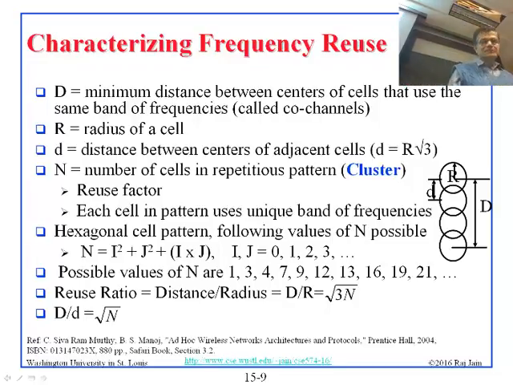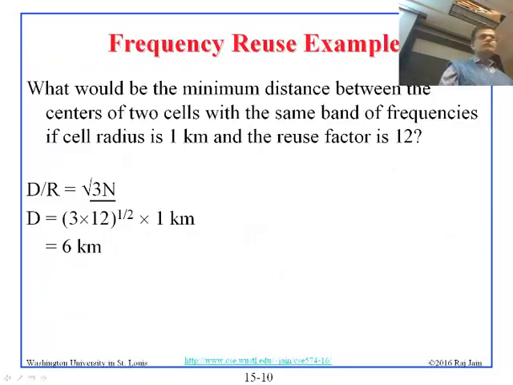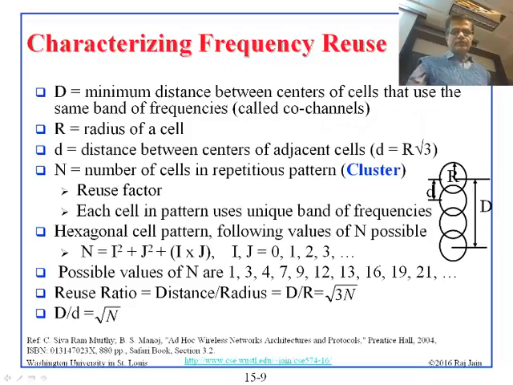There's no name for this series. But the reuse ratio is the ratio of the distance between the cells. So the radius is R and the distance is D. The reuse ratio D over R is the square root of 3n. If you are given n, then you can take the square root of that, and that will tell you how far you can go times the cell radius. The ratio of D and little d would be the square root of n. Now you can easily derive this with geometry. It's not that big a deal. But all I need you to know is that there is such a formula, and that you can use it.